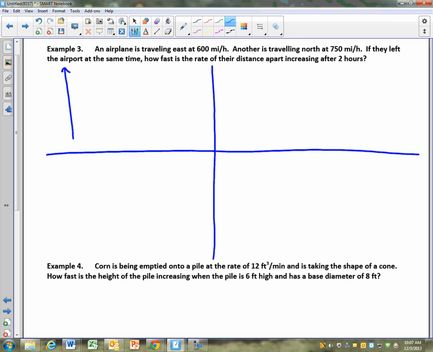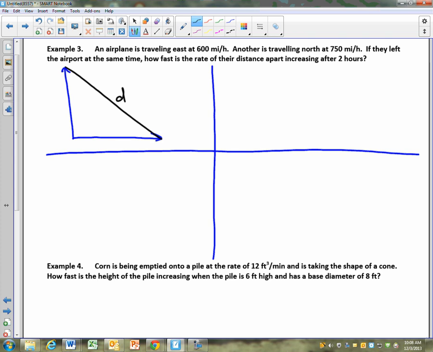Traveling north. Traveling east. It says if they left the airport at the same time, how fast is the rate of their distance apart increasing after 2 hours? So this sounds like a complicated problem, doesn't it? Very good. So Larry's able to visualize it, which is the first most important part, that we are wondering the rate at which their distance is increasing.